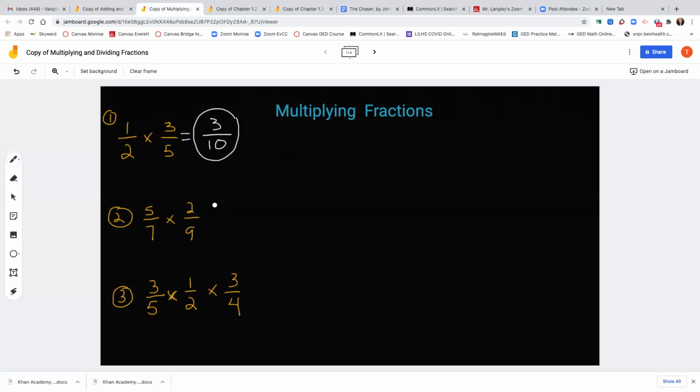I'll do it again. I've got 5/7 times 2/9. I look at that and see nothing really goes into each other to reduce it. So 5 times 2 is 10, multiplying the top numbers. 7 times 9 is 63. And I ask myself, can I reduce? I don't think I can. Final answer. That's the basic principle: you're multiplying across. That's what you're doing when you're multiplying fractions.